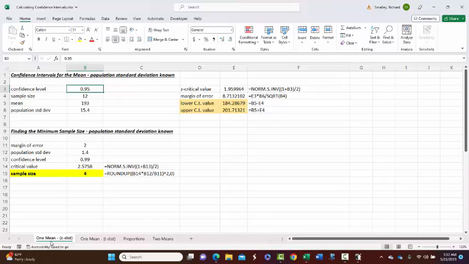So this is the confidence interval, one mean, Z distribution, right here at the bottom. The tab on the bottom tells us where the T distribution is, which will be the next section, and proportions will be after that. So what was our problem here? Let me see if I can get everything on the page here.